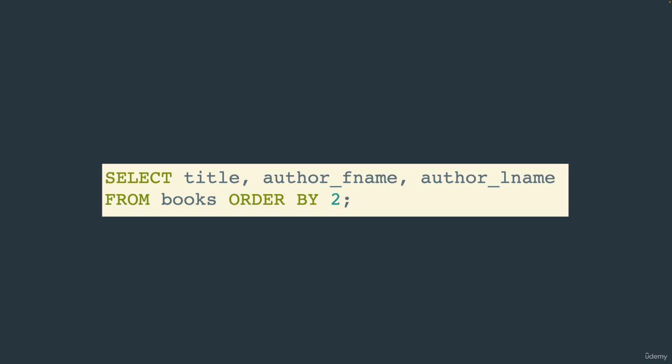Another thing you may come across with order by looks like this: order by and then a number. What on earth does that mean? It's basically a shorthand syntax that says order by the second column that we're selecting. So if we're selecting title, author F name, and author L name, order by that second thing. I guess it saves you a little bit of typing so you don't have to type author F name.